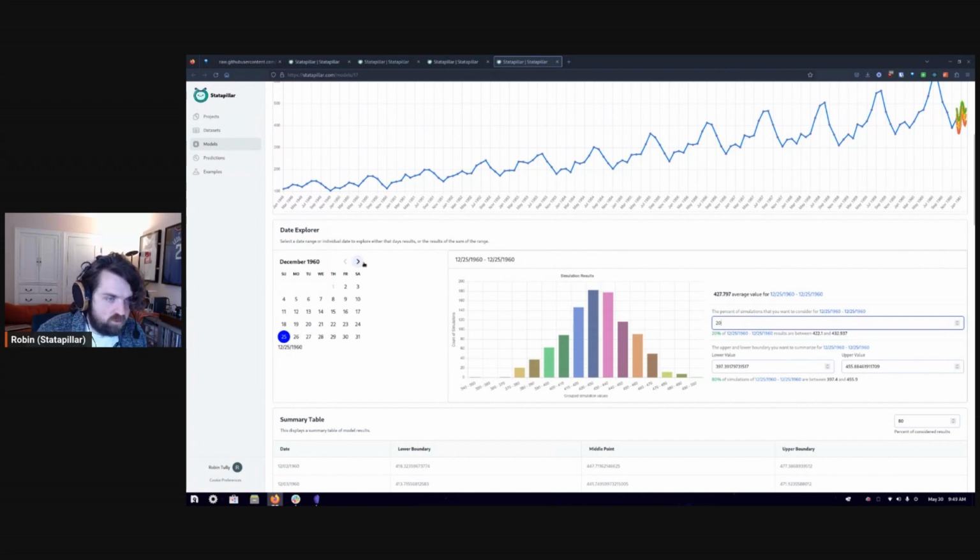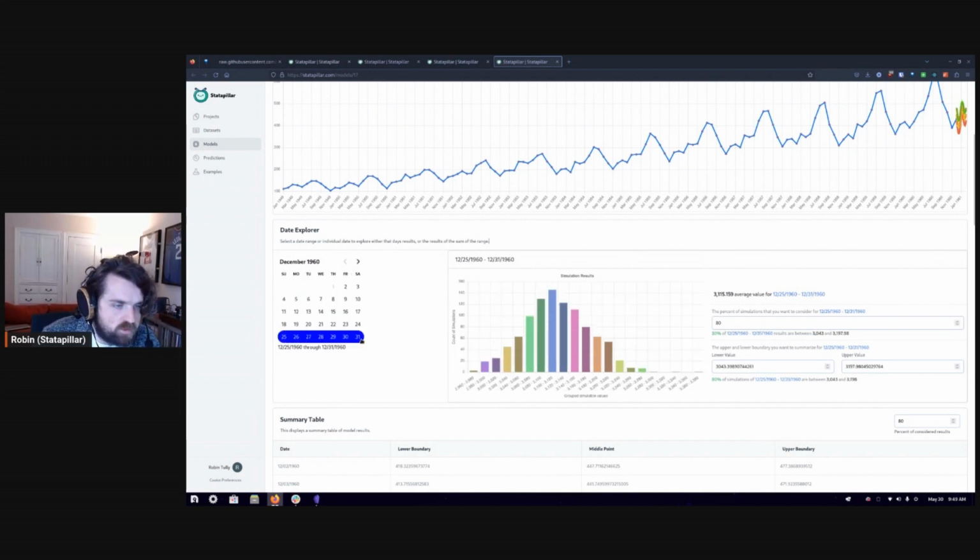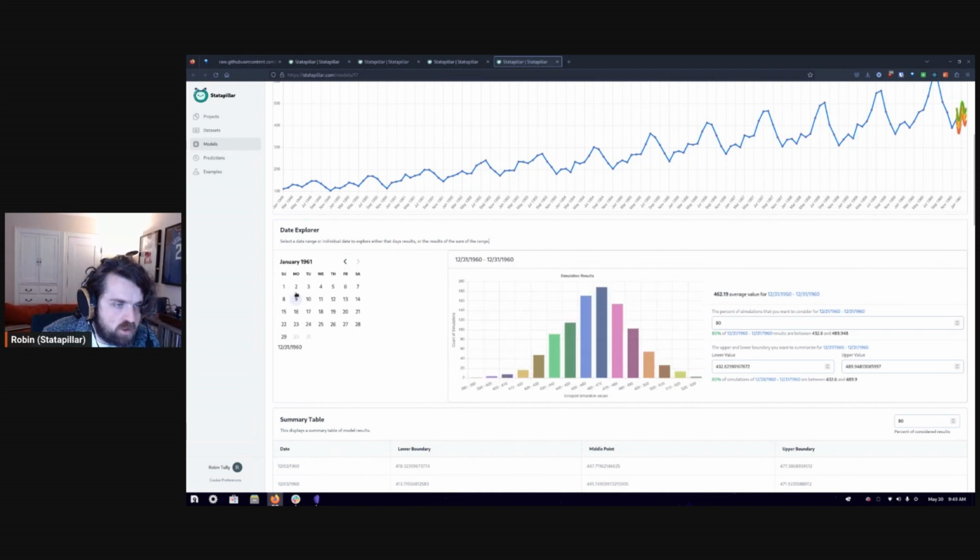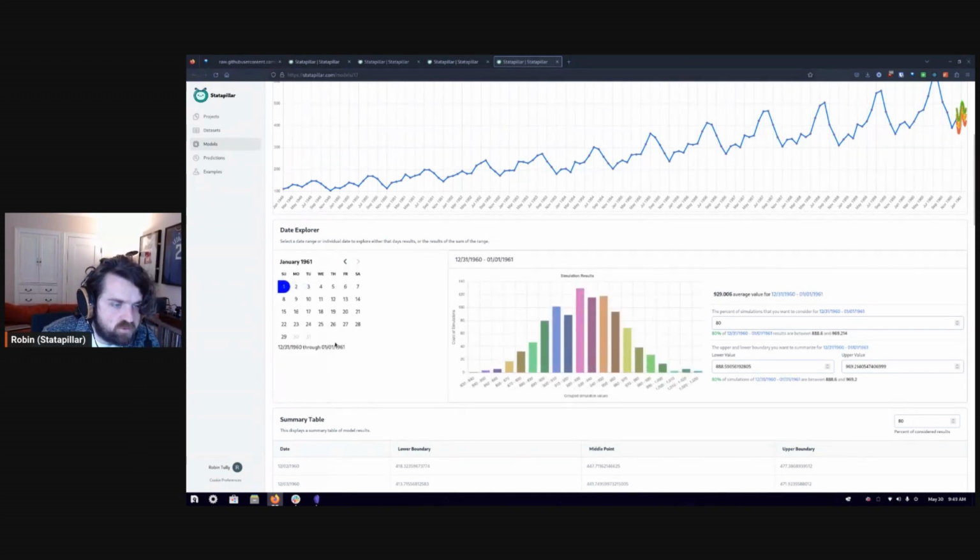Another use case we can look at is, let's say we had a plan for some downtime. We had to take some of the planes offline, and we wanted to do that over the New Year's weekend. So we can look at December 31st through January 1st, seen here. And now we're looking at the total value of those 3 days combined.